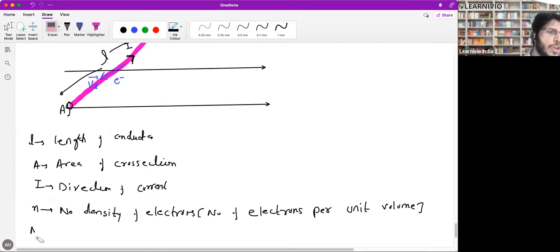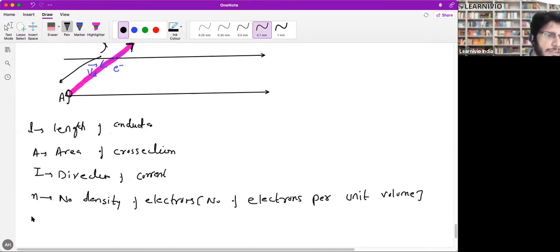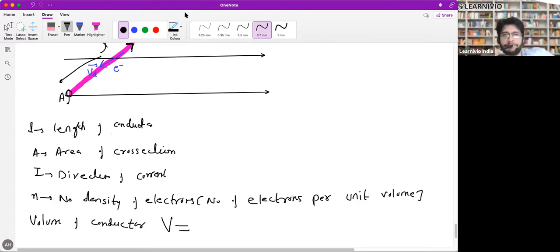Okay, we can calculate the volume of the conductor also. Amalia, if area and length are given, can you calculate the volume of the conductor? Area is given, length is given. How will you calculate the volume? Area multiplied by length. That's the volume of the conductor.